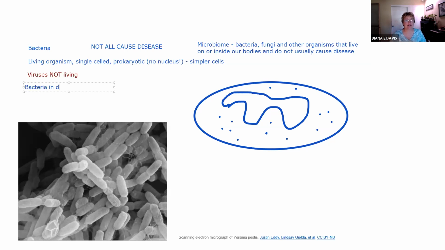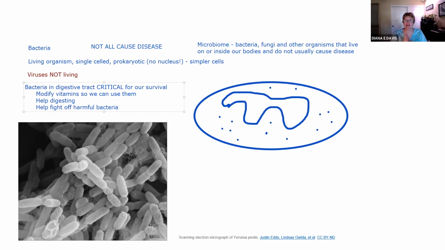So bacteria in the digestive tract, critical for our survival. If you truly sterilized and killed all of the bacteria in your digestive tract, you would die. Absolutely. They do things like modify vitamins so we can use them. So there are things that we eat that have to be modified before our body can use them. And bacteria do that. They help with digestion. And they help fight off harmful bacteria.